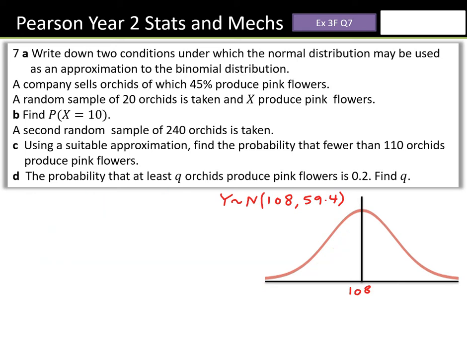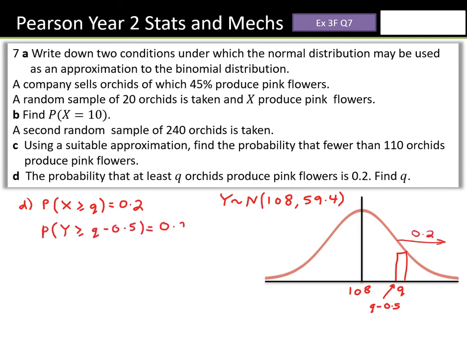Final part, part D, is a little bit harder. We find the probability that q orchids produce pink flowers is 0.2. So in our discrete, we've got x greater than or equal to q is 0.2. Well, okay, there's q there, and we're interested in the section above it. Now, of course, q goes from minus 0.5 to plus 0.5 when it's a normal distribution. That whole section there has got to be 0.2.